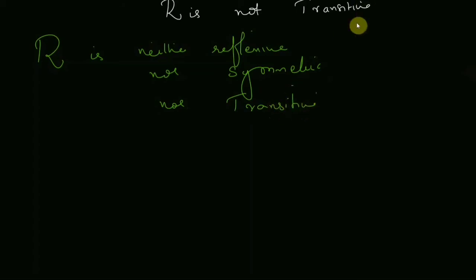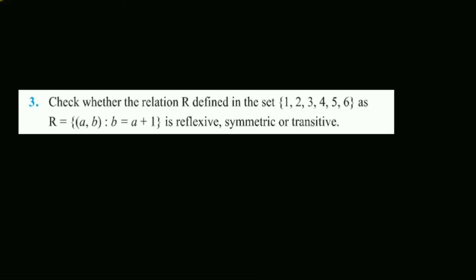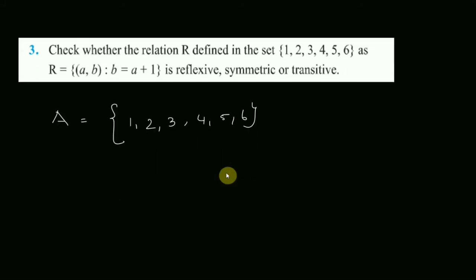Okay. Now we move on to the next question. Check whether the relation R defined in the set, we'll name the set as A, A = {1, 2, 3, 4, 5, 6}. Since it is defined in the set, the relation R is a subset of A × A. R is defined from A to A.